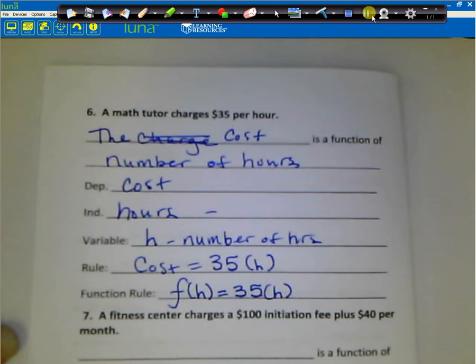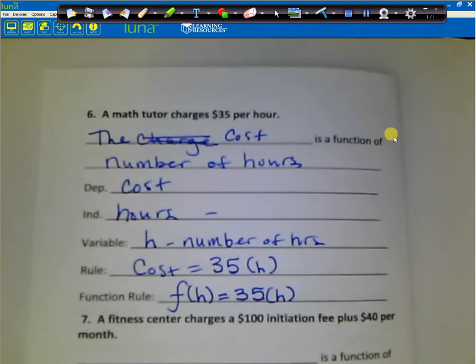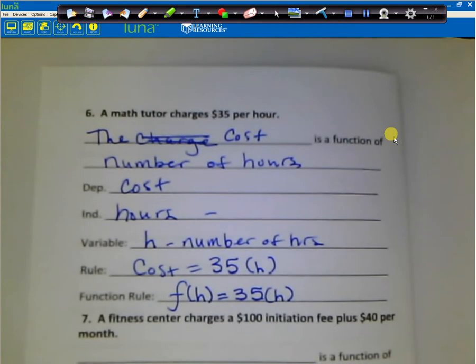Can you look and see? I need a graph. All right, so that is our function rule for that situation.